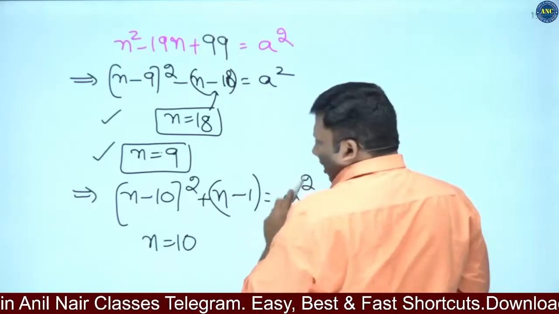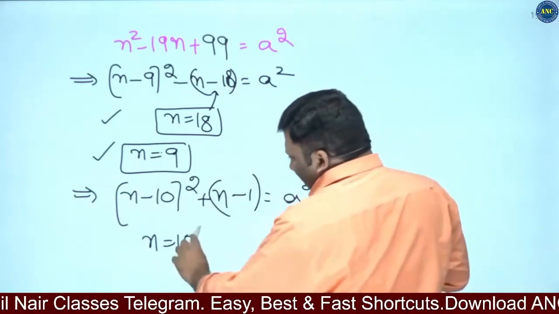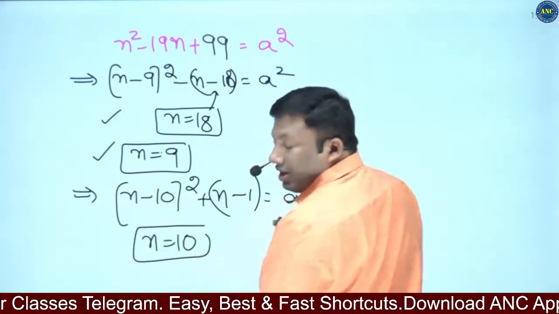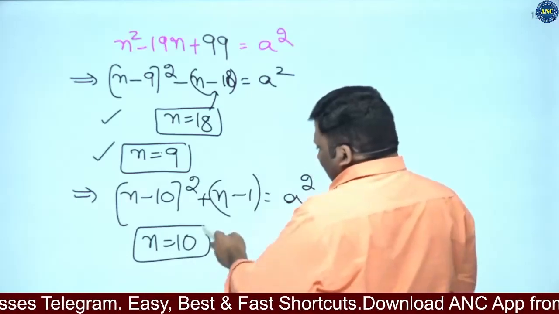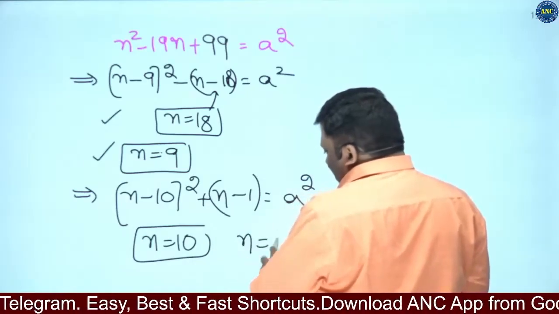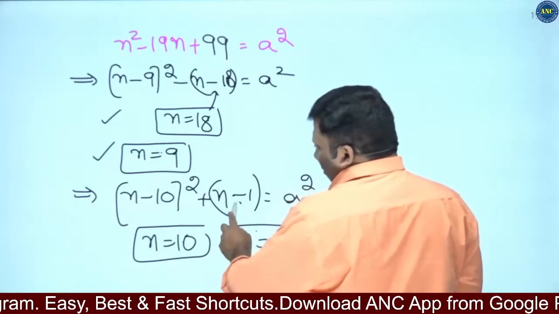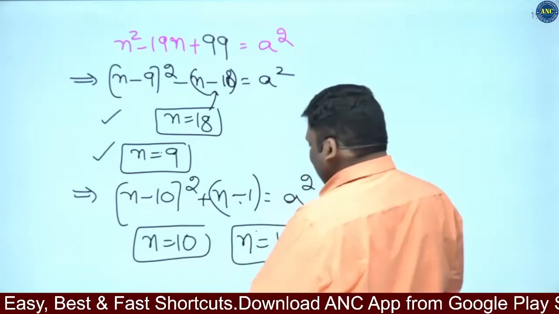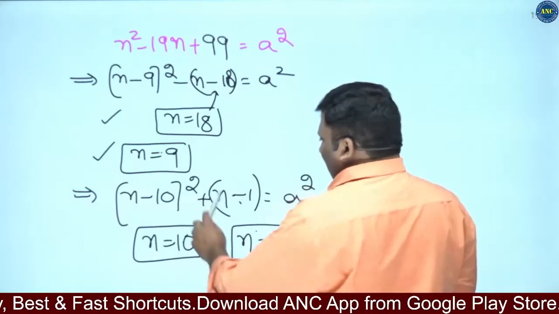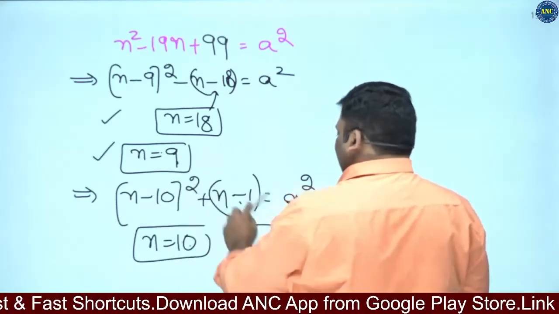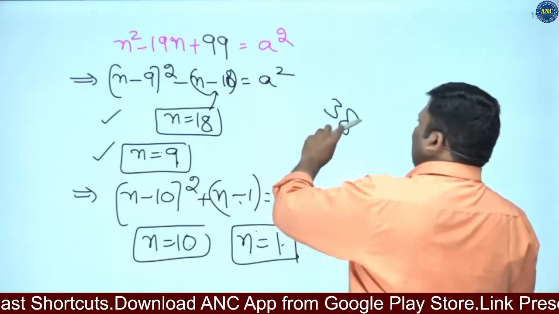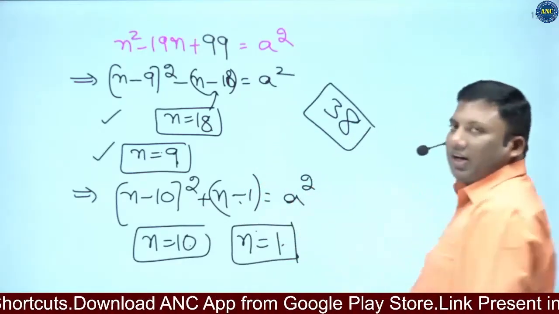n minus 1 equivalent to h square. So n equivalent to 10. 10 minus 10, 0 square, perfect. 10 minus 1, 9. n equivalent to 1. 1 minus 1, 0. 1 minus 10, minus 9 square. So how many values we got? 10 plus 9, 19. 18 plus 1, 19. Answer is 38. Very, very good question.